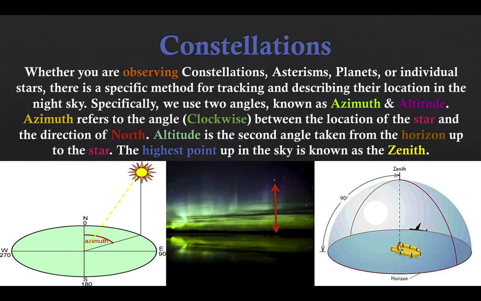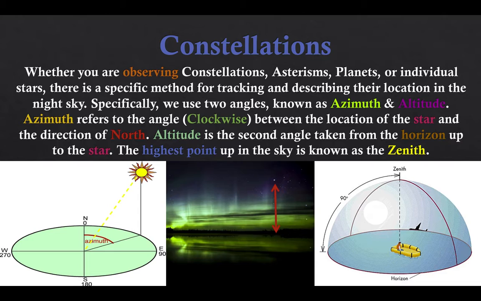So we talked about using stars to navigate. If you're going to do that, you need to be able to tell where actually this star is. And so we have 2 different measurements that we take. The first one is called azimuth. What you do is you face north, and then you rotate clockwise until you are pointing at the star.